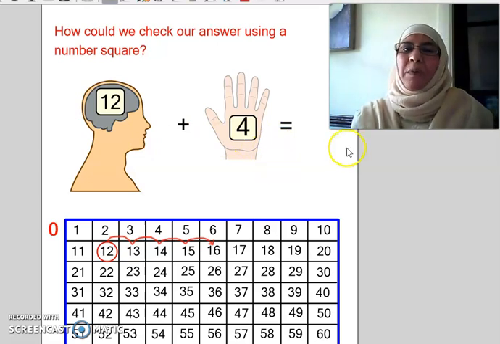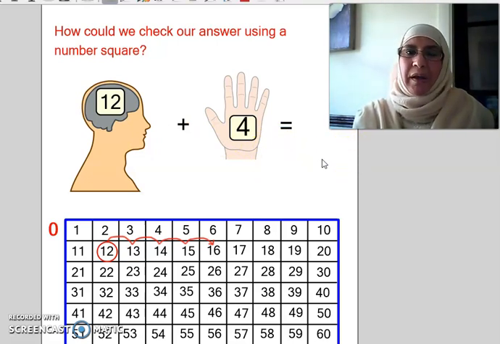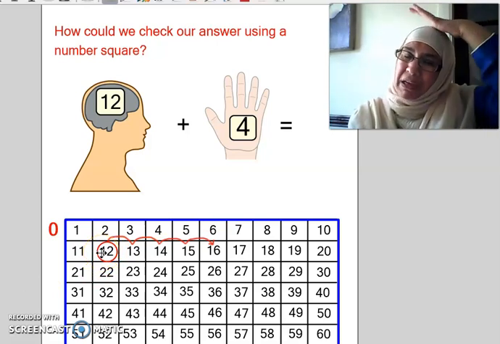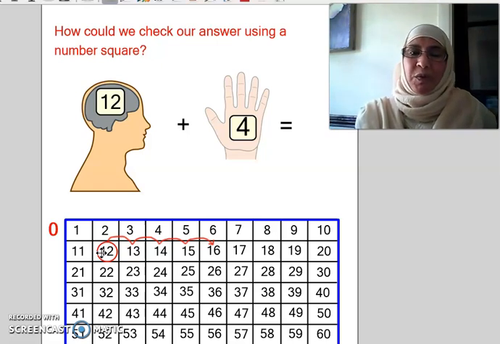Okay, how could we check our answer using a number square? 12 add 4 equals. Now you could find the number 12 on your number square just the same as putting 12 in your head, 12 on the number square. And we're going to take 4 steps forward. We're going to add 4. So 12, 1, 2, 3, 4. I have taken 4 jumps and I've come to the number 16. So 12 add 4 equals 16.